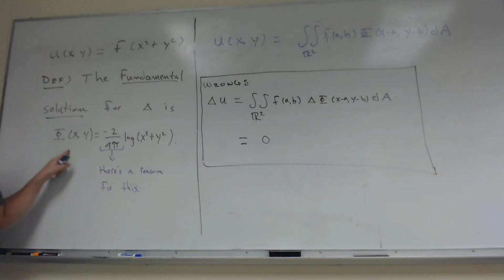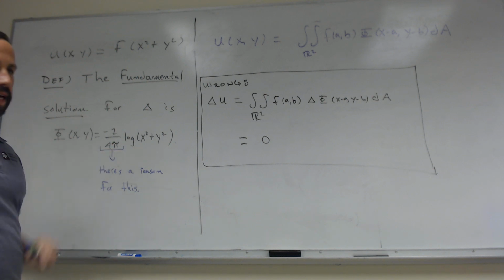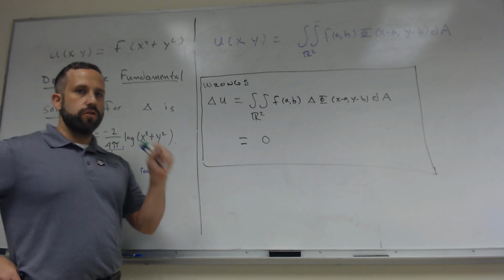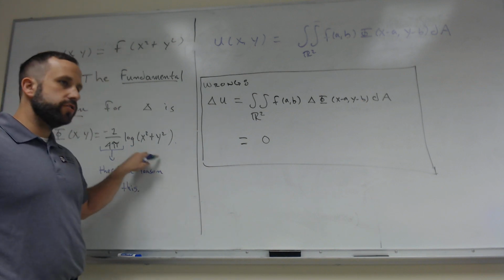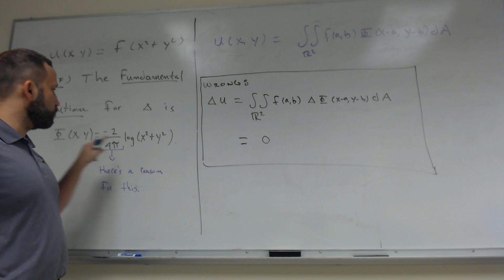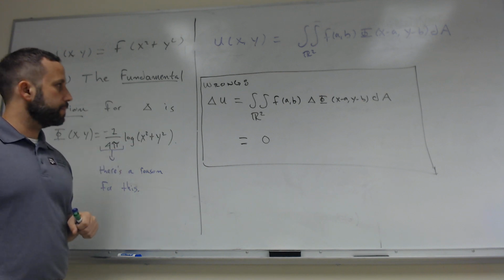So it's definitely true that if I take the Laplacian of this, I'm going to get 0 as long as x and y are not both 0. If I try to do this at the origin, if I take the second derivative at the origin, I run into problems because I have a singularity.